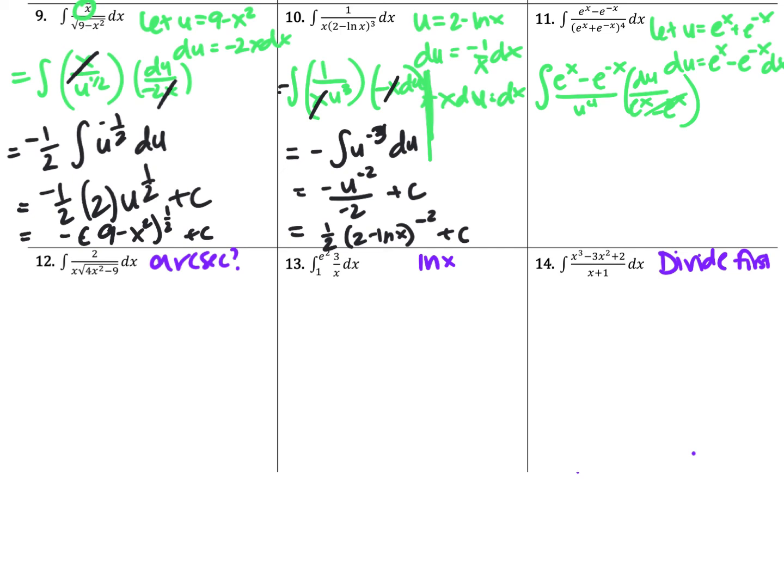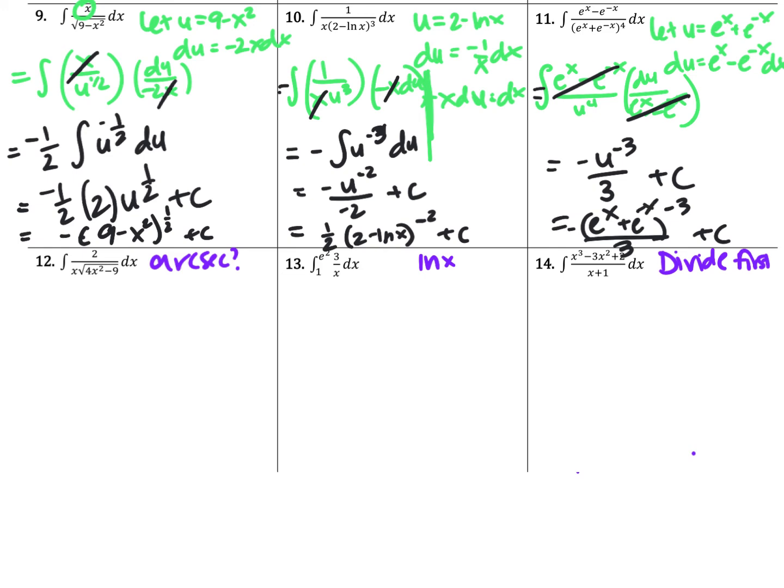On 11, these two things are going to divide out. So that's the integral of 1 over u to the 4th. Well, that's going to be equal to negative u to the negative 3rd over positive 3, or u to the negative 3rd over negative 3 plus c. And then we can rewrite this with u plugged back in, e to the x plus e to the negative x.